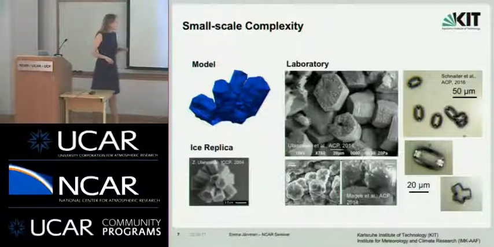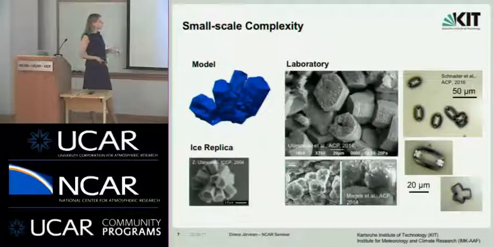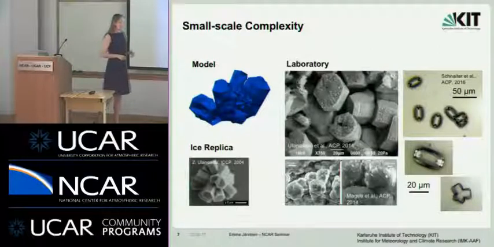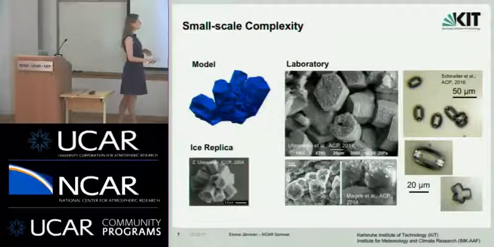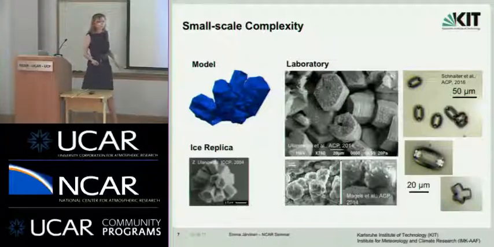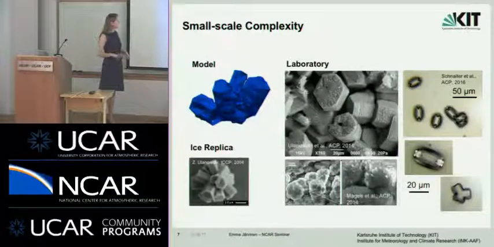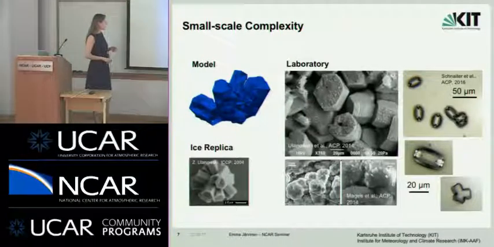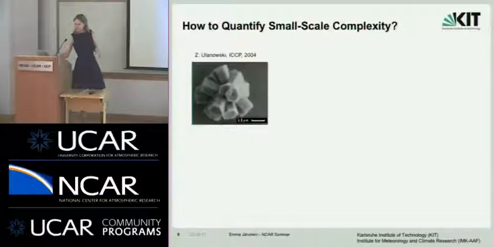So first of all, what do I mean by small-scale complexity? It can be surface roughness, or other features that are smaller than the individual ice crystal size, for example hollowness, or we could also count polycrystals in this category. As I said, there have been a lot of laboratory studies on it. We have ice crystal models that use small-scale complexity, using surface roughness, and we have studies with ice crystal replicas. But it is not like the large-scale complexity.